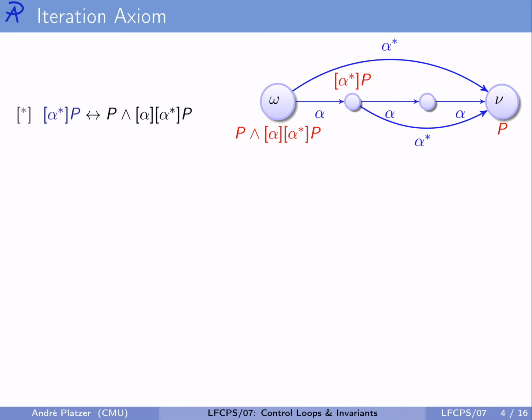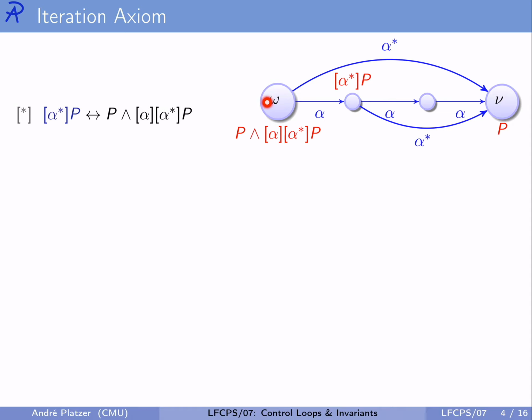Now, the only thing we've seen as a reasoning technique for control loops was this one, the iteration axiom, that says always after repeating a system alpha any number of times, as the nondeterministic repetition operator says, are we safe? If and only if we're safe right now, and always after running alpha, it is the case that always after repeating alpha any number of times we're safe.